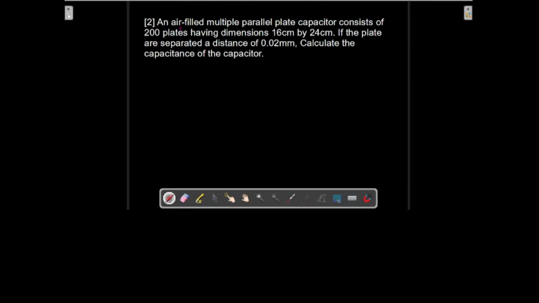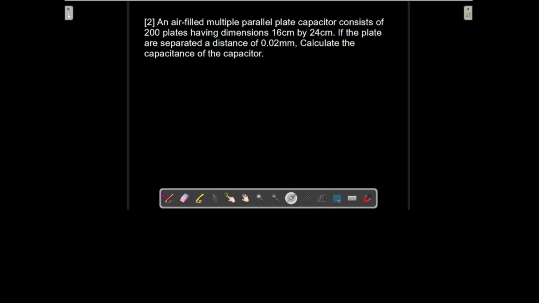Question 2 says an air-filled multiple parallel plate capacitor consists of 200 plates having dimension 16 centimeter by 24 centimeter. If the plates are separated a distance of 0.02 millimeter, calculate the capacitance of the capacitor. So first things first, we know that what we are looking at here is a parallel plate capacitor.